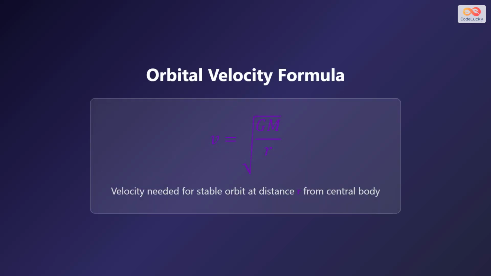By solving the previous equation for velocity, we obtain the orbital velocity formula. The velocity needed for a stable orbit equals the square root of G M divided by r. This elegant equation tells us the exact speed a satellite must travel to orbit at a given distance r from a central body of mass M. Notice something remarkable. The mass of the satellite itself doesn't appear in this formula. This means that whether it's a small satellite or a massive space station, they both need the same speed to orbit at the same altitude.